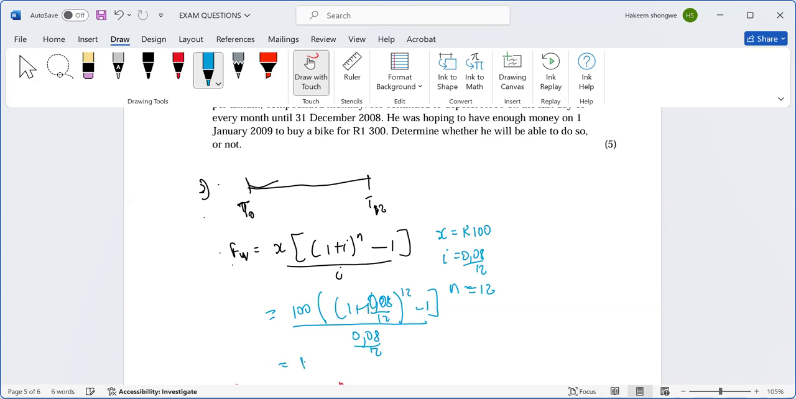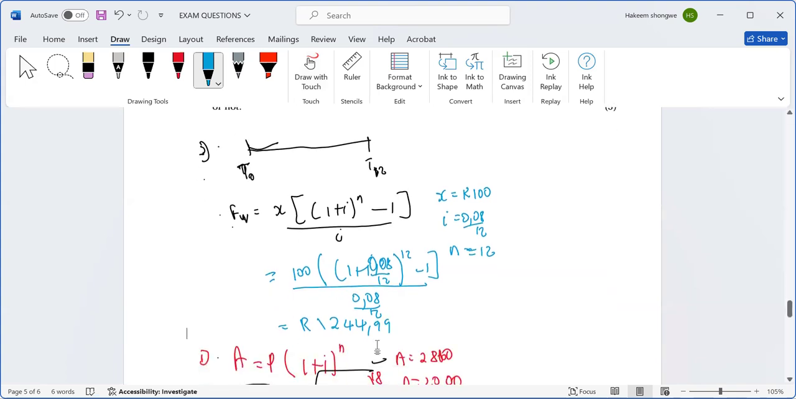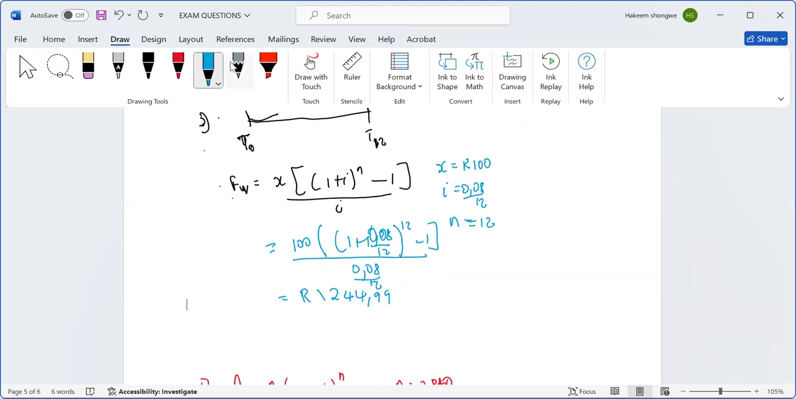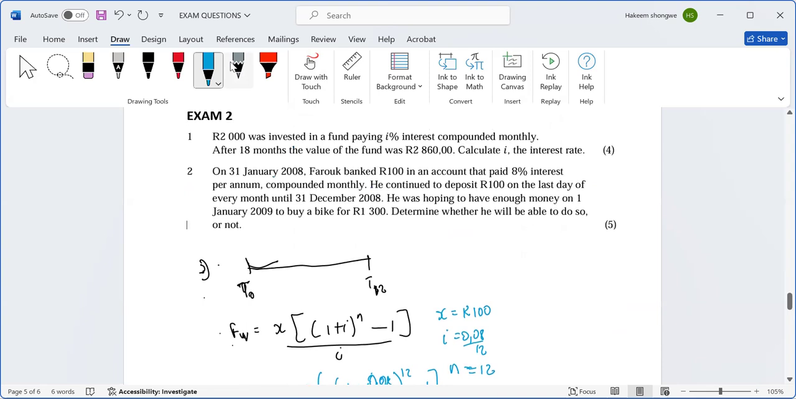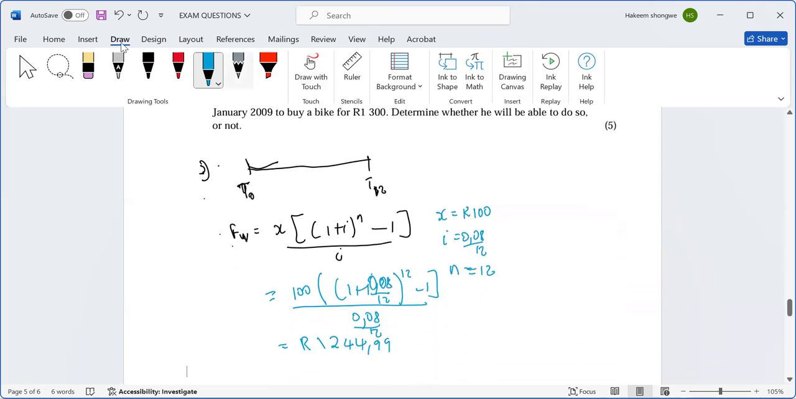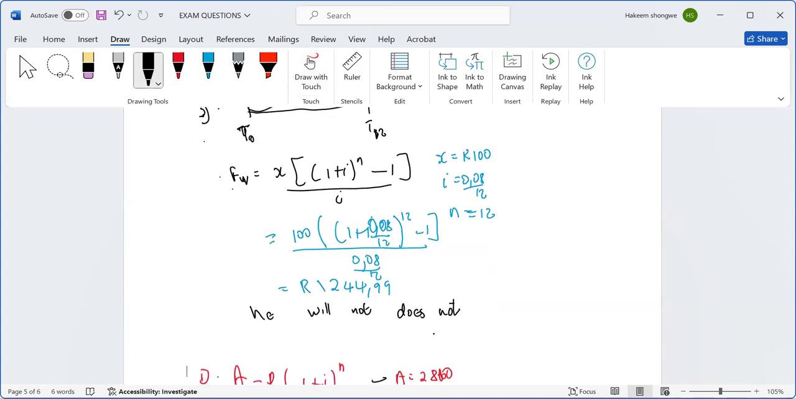Then the answer is going to be 1,244,99. According to the calculation, he will not be able to buy the bike because the bike costs 1,300. The question was asking to determine whether he will be able to do so or not. He does not have enough money in the account. But they didn't say we should say why.